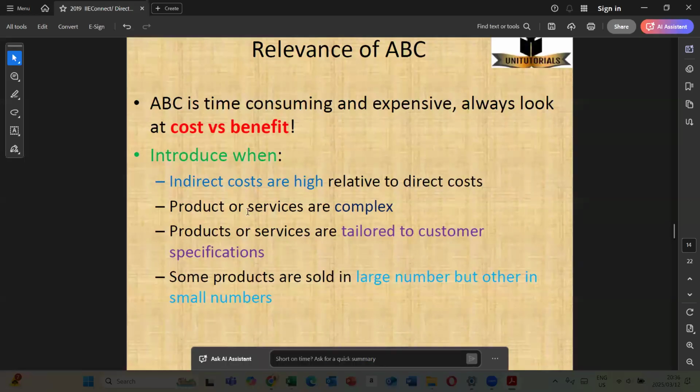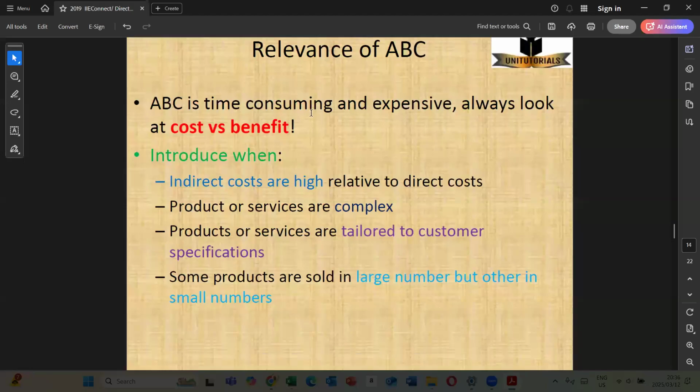Now, ABC is time-consuming and expensive. We can agree that when we did absorption costing, we didn't do this whole lot of allocation of fixed cost. It was quicker compared to ABC. In absorption costing, we just took the budgeted fixed cost divided by budgeted production, then multiplied by actual units produced. That's how we allocated the fixed cost. We didn't identify the cost drivers and allocate based on them. So it was quicker there, unlike ABC. ABC is time consuming compared to traditional costing.